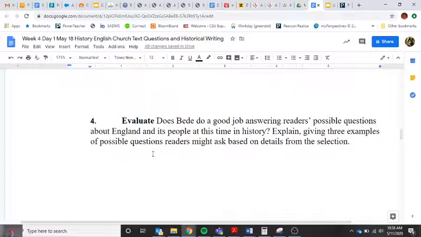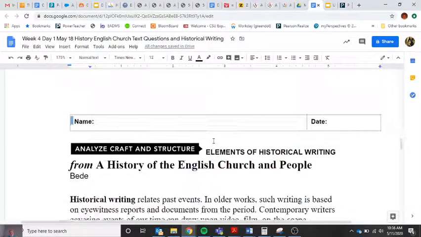And finally, number 4, we're going to evaluate. Does Beatty do a good job of answering readers' possible questions about England and its people at this time in history? Explain, giving 3 examples of possible questions that readers might ask based on details from the selection. So when you're reading through the story, think about what are some questions that you have that he may not fully answer as you're reading. Those would be the questions that you would write here.